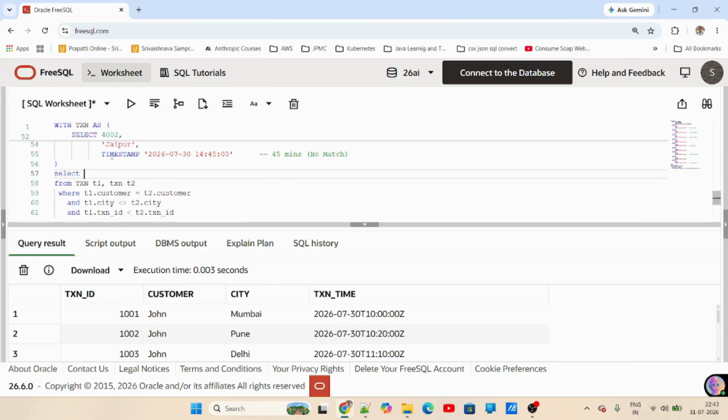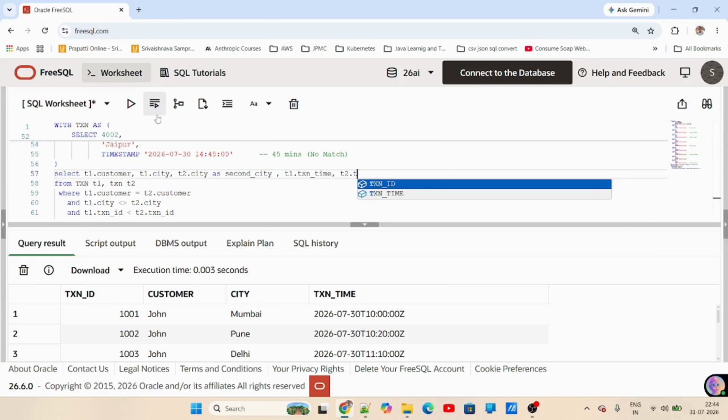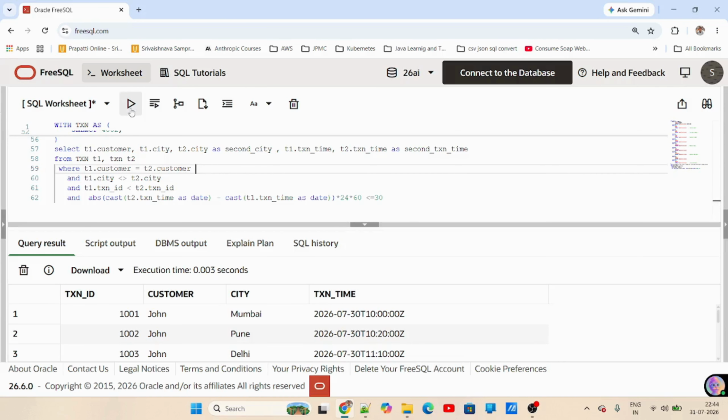Now, let's see if we get the, first I will add the customer name here. So here it is customer. Then I will add city, and I will also add, this is second city. Okay. After second city, what do I want is T1 dot transaction time. This is the transaction time of the first transaction, and this is second transaction time. So now we have all the details here. Now let's see what is the output.